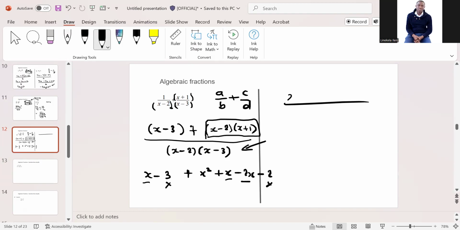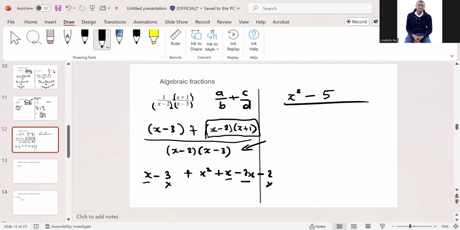So we can just bring the x squared term first, x squared. And then I've got x here plus another x. That's going to give me 2x. And 2x minus 2x is just literally going to give me 0. And then negative 3, negative 2 is basically negative 5.